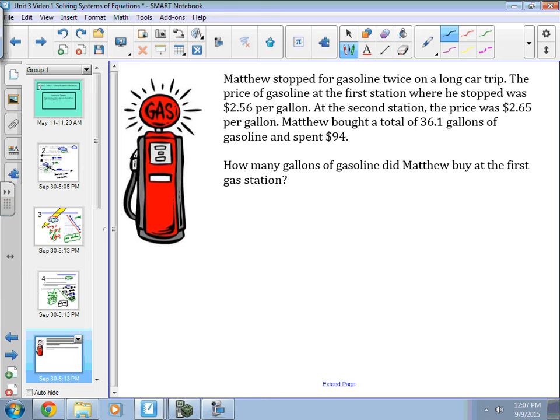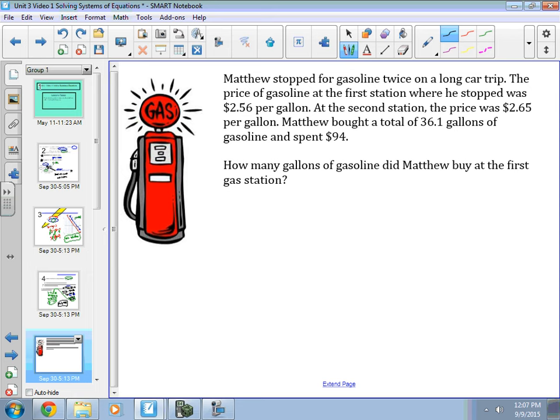You could also run into these in word problems. Let's read through this one. It says, Matthew stopped for gasoline twice on a long car trip. The price of gasoline at the first station where he stopped was $2.56 per gallon. At the second station, the price was $2.65 per gallon. Matthew bought a total of 36.1 gallons of gasoline and spent $94. How many gallons of gasoline did Matthew buy at the first station?